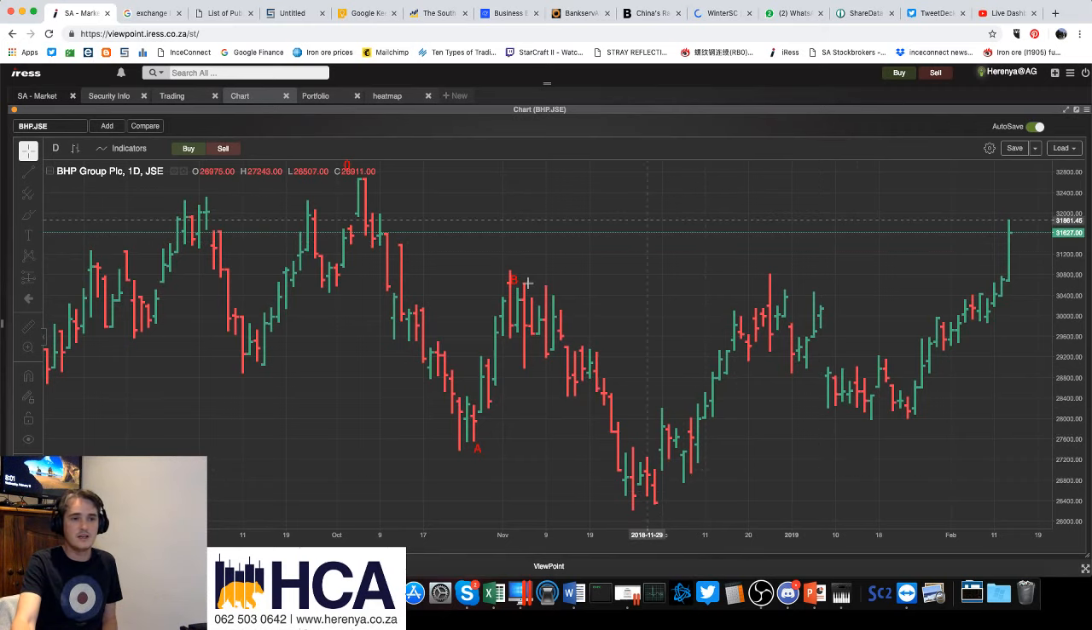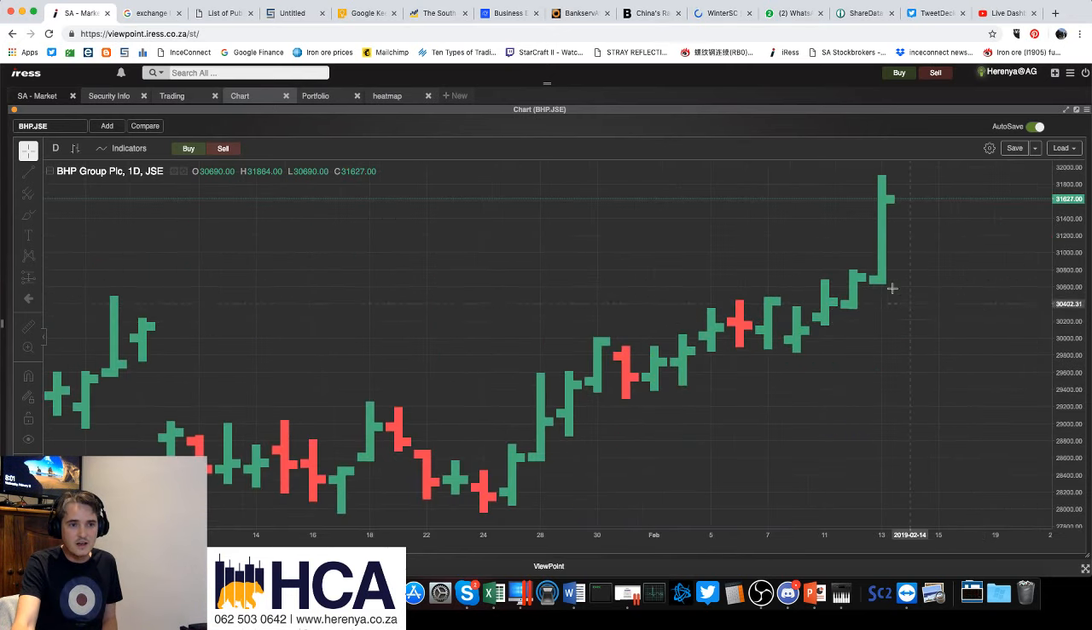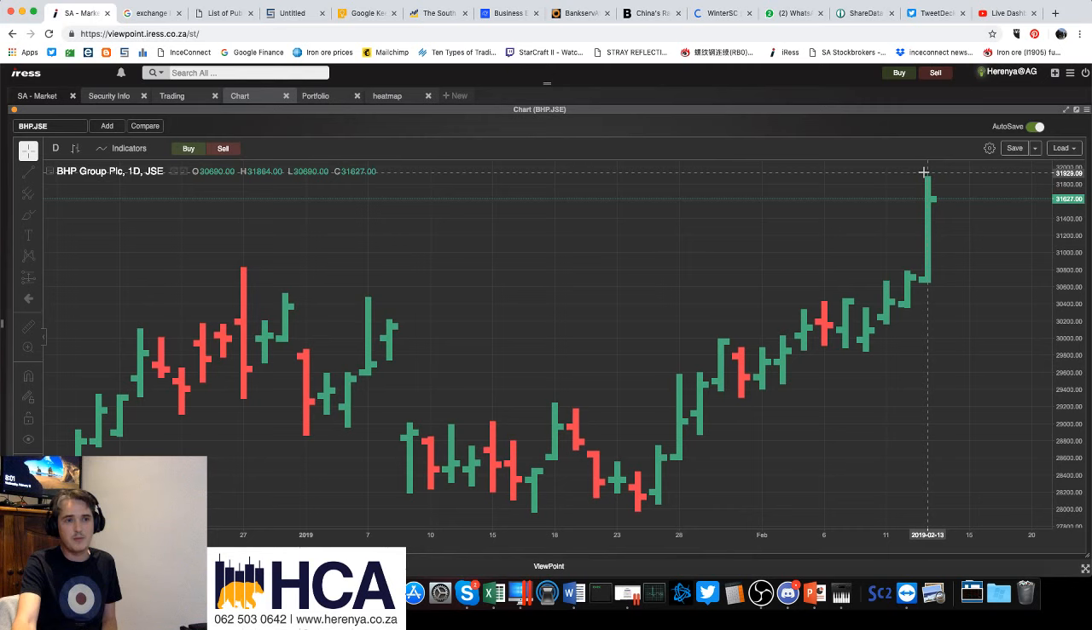So you'll see here every single bar represents a day, and if we take today, for example, we opened here, and if you look very carefully, it opened around the lows of the day, traded up during the course of the day, and managed to close there. So we have a nice long green bar because we had a very strong day on BHP Billiton today.